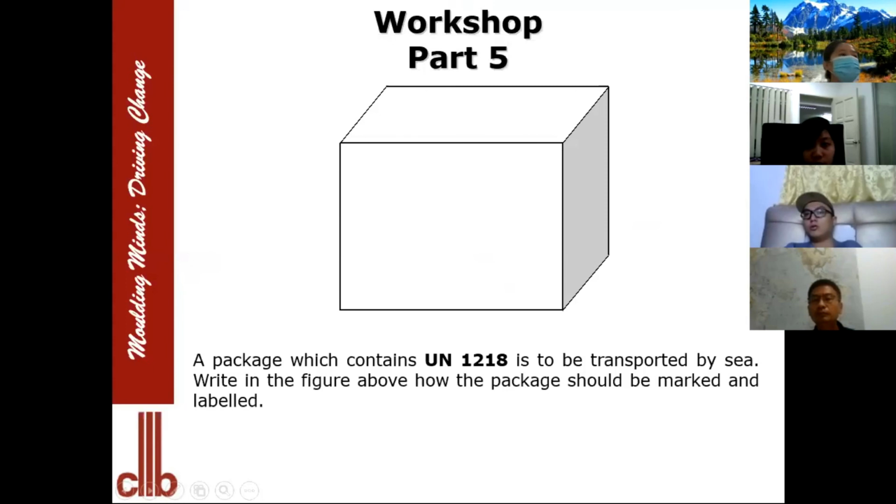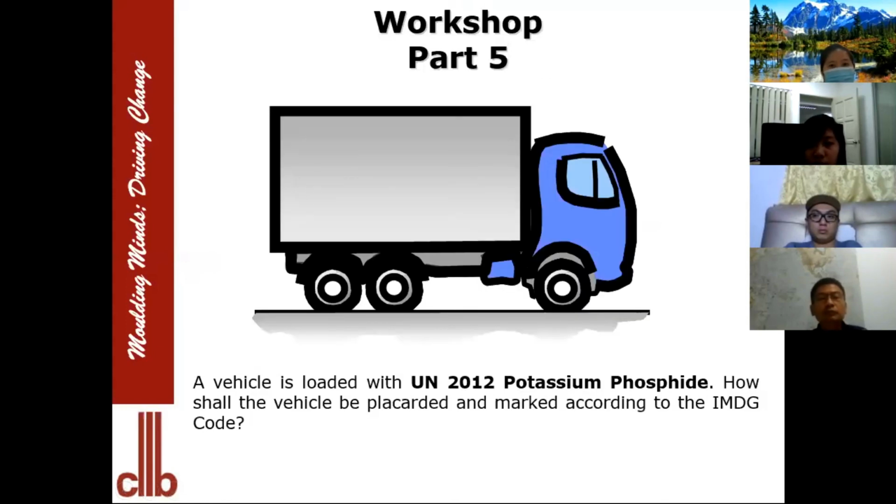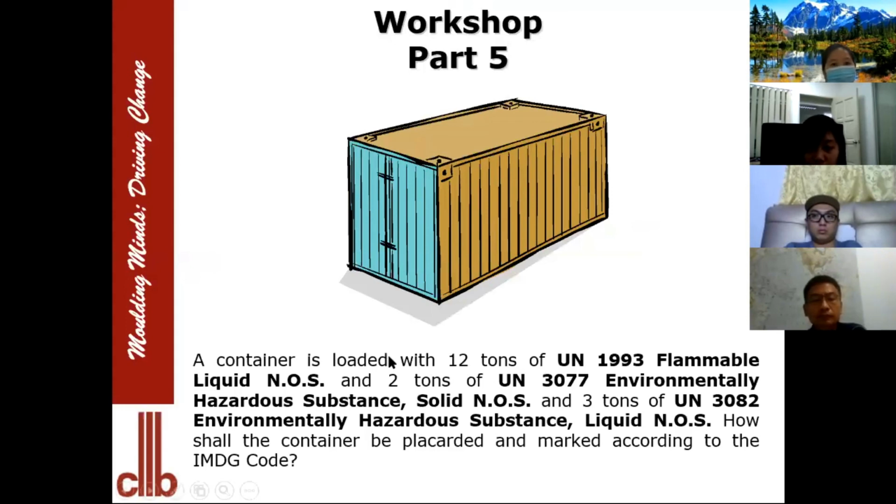I have a couple of exercises here where I have asked you to mark and label. Here, a package that contains UN 1218 is to be transported by sea. Indicate how it should be marked and labeled. And the second is a truck. How should you placard this truck that has UN 2012? And here you have a container that has 12 tons of 1993, 2 tons of 3077, and 3 tons of 3082. How would you placard this?